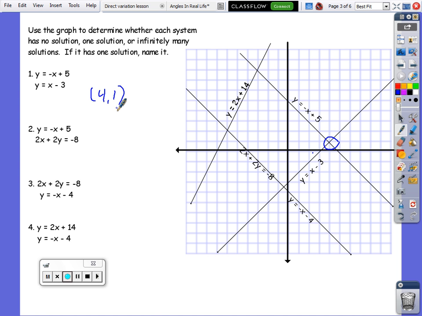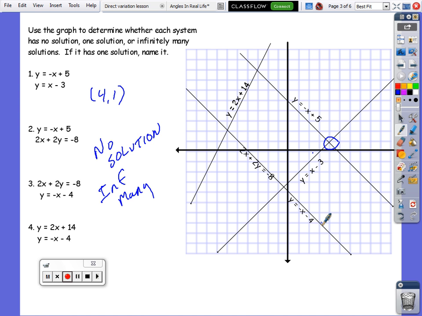y equals negative x plus 5 and 2x plus 2y equals negative 8. Well, here's the one line, and here's the second line. Those lines are actually parallel, so that is a no solution. And now on the next one, 2x plus 2y equals negative 8, and y equals negative 4. You'll notice there it's actually the very same line. So this one is infinitely many because they end up being on the same line.